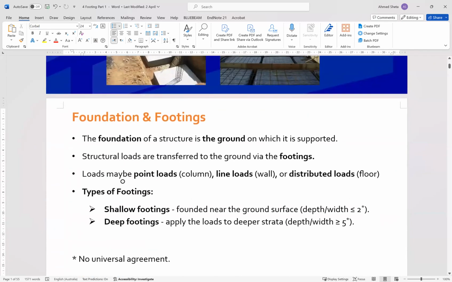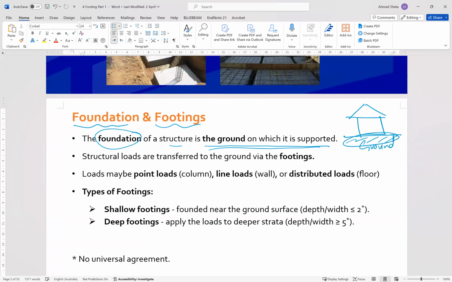So, first of all, what is the difference between foundation and footing? Foundation of a structure means the ground on which it's supported. So, if we have a structure, the foundation is the ground underneath the structure. The structure loads are transferred to the ground via footing. Footing is the system that transfers the load to the ground.